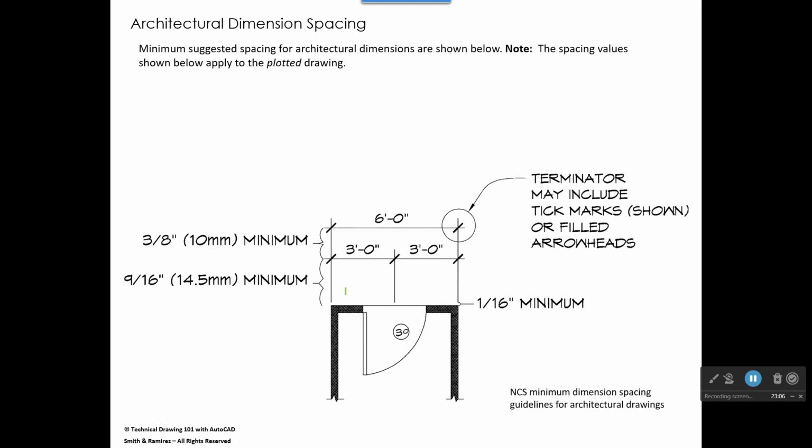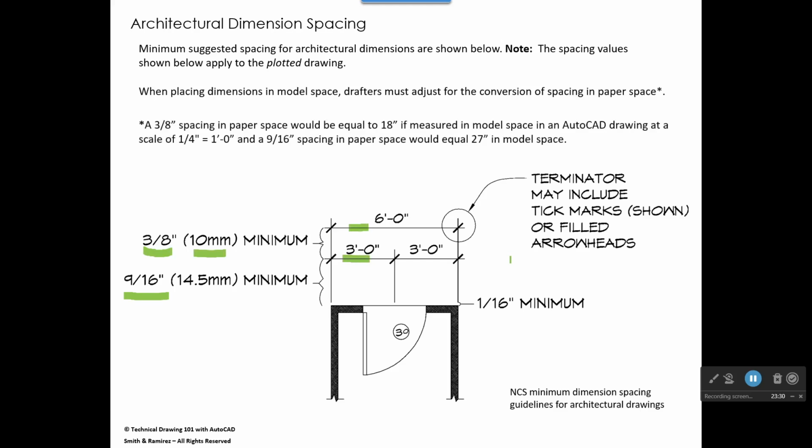All right, so the spacing according to the NCS is that your first row of dimensions should be 9/16 of an inch away from the edge of the building when you print the floor plan. And then the distance between this row and this row should be at least 3/8 of an inch or 10 millimeters. What this translates into when we make a drawing, a 3/8 inch spacing would equal 18 inches if measured in model space in an AutoCAD drawing at a scale of 1/4 inch equals 1 foot.